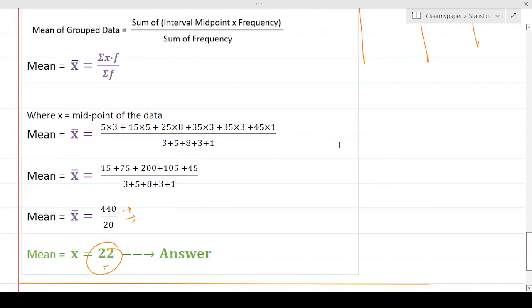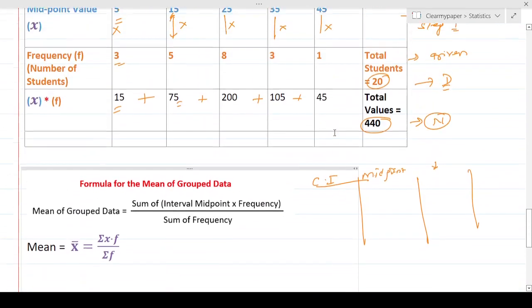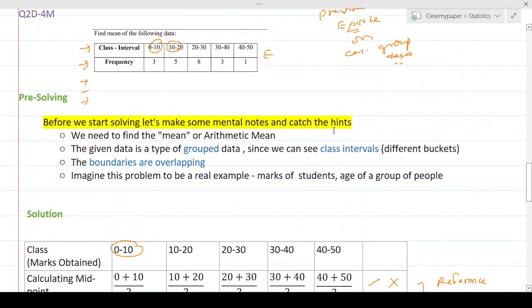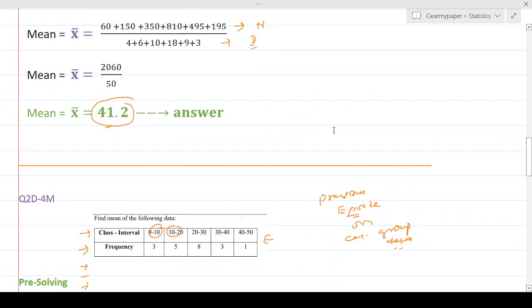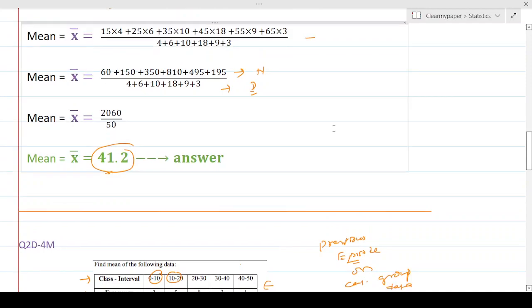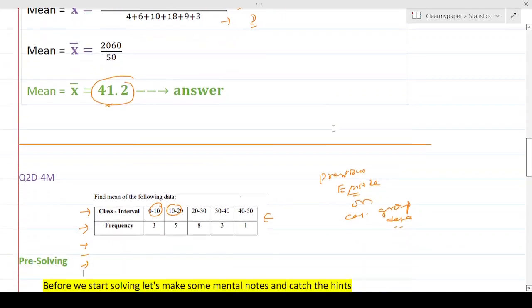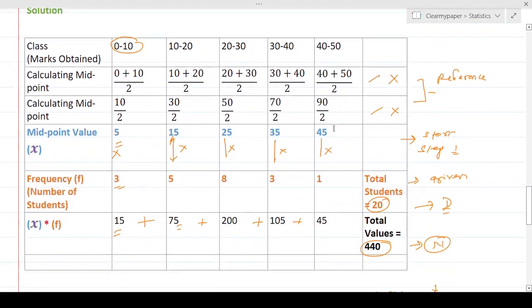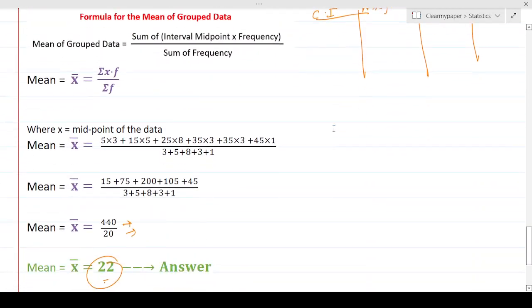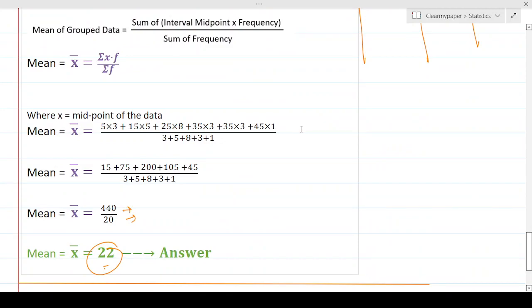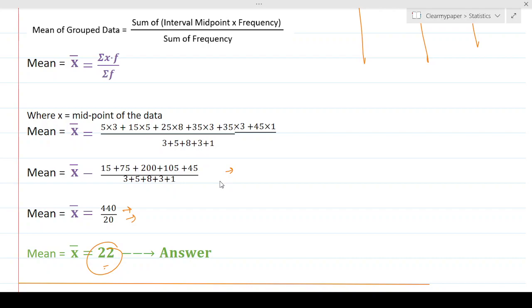And that's how you calculate the mean for group data. Typically in the exam, you will get only group data. I think there's only one instance, for 2 marks, where they asked to calculate the mean for ungrouped data, and that's very simple. I think I should have covered that also, but I'll try to put it in the next video. In that case, there is no midpoint. You just add up all the values and then divide by the number of values.